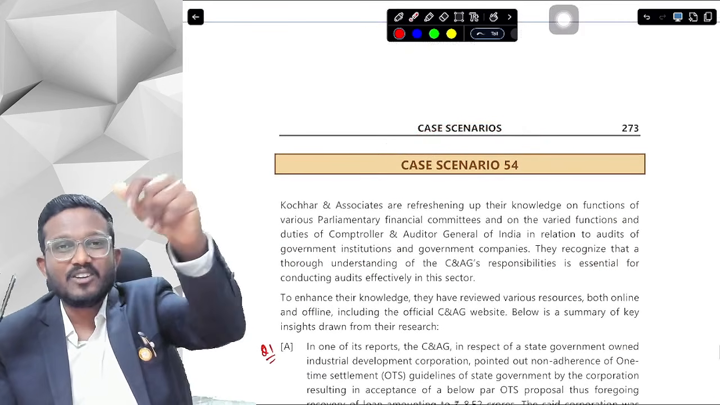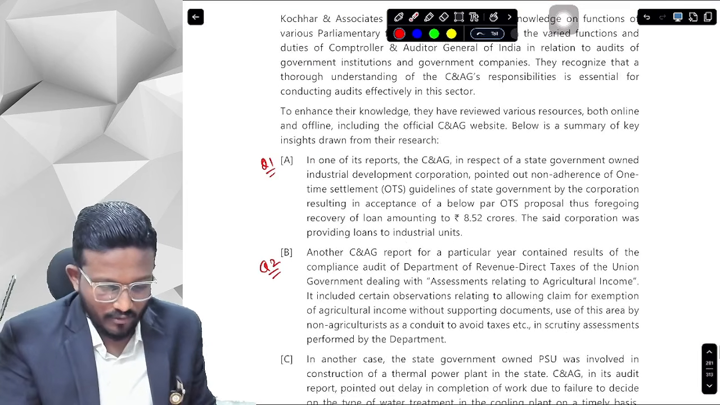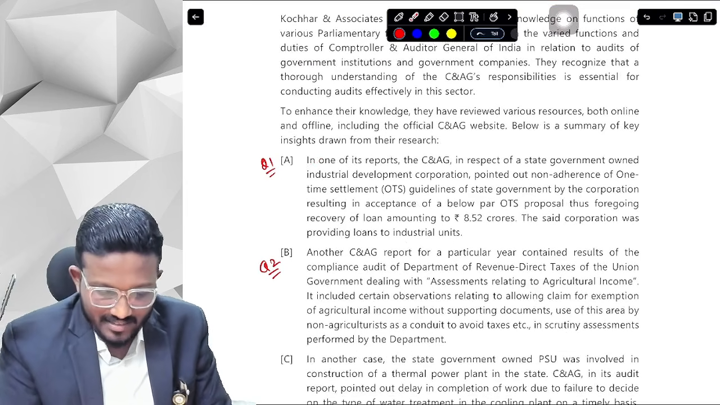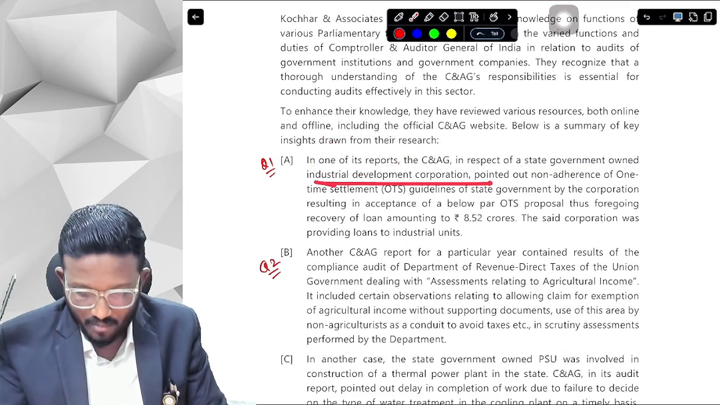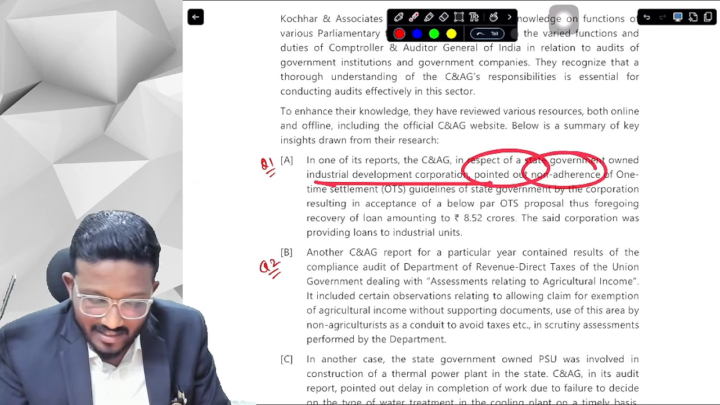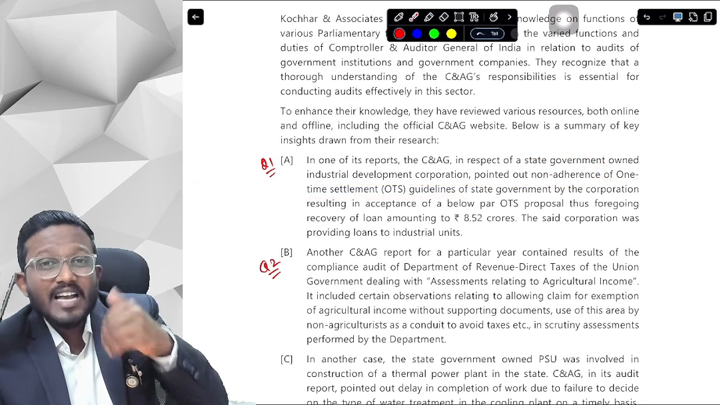Now let's discuss your case scenario number 54. What is it saying, sir? It is saying that in one of the reports, the CAG in respect of a state government owned industrial development corporation pointed out that there was non-adherence of one-time settlement guidelines. So basically there is a law and regulation which they are not following.